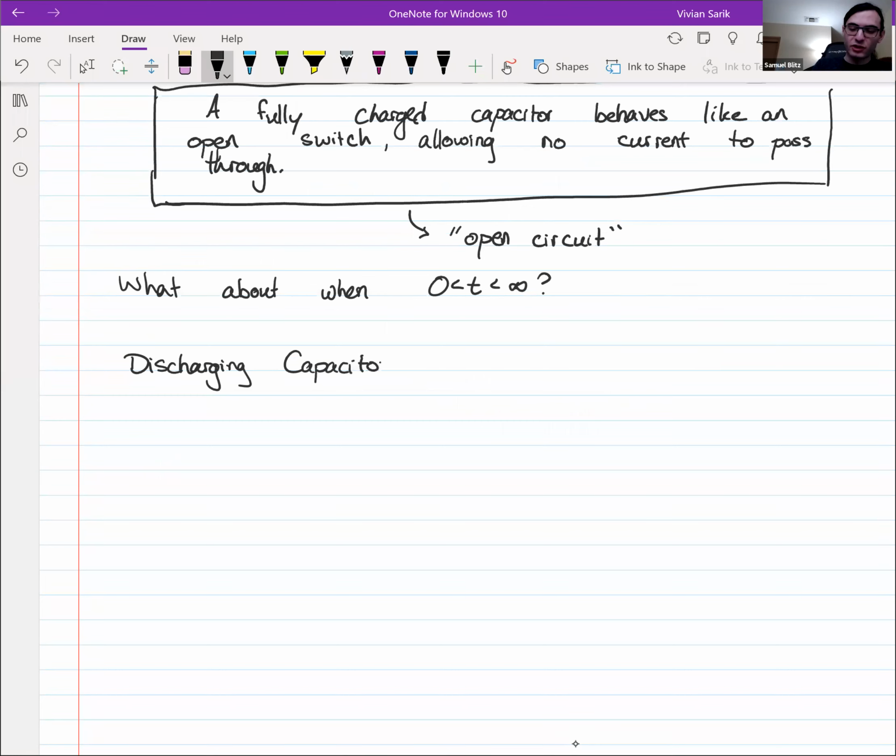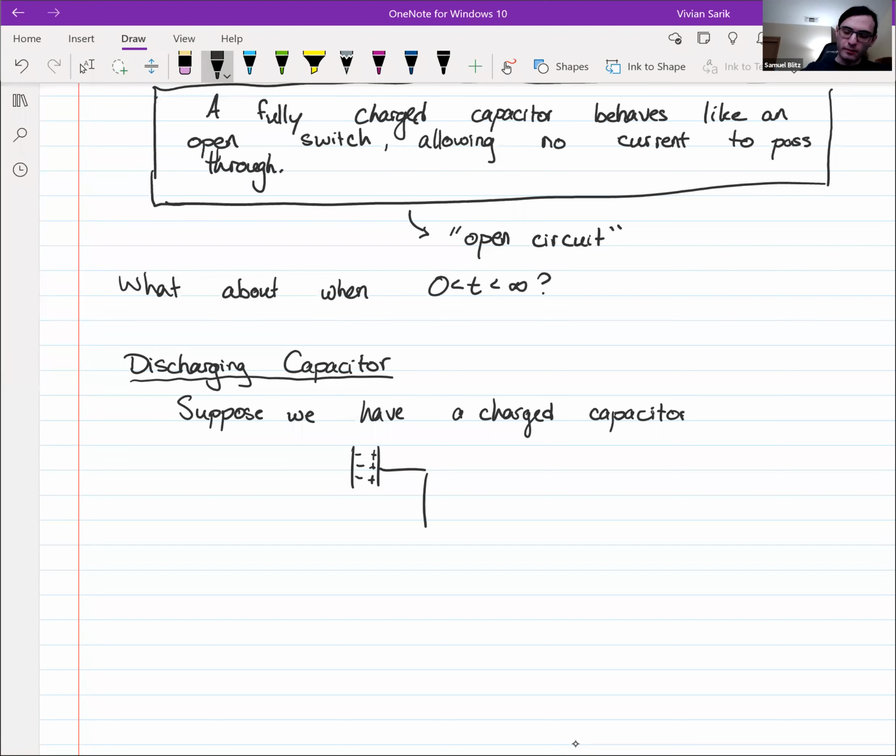Capacitors basically have two functions, right? They can either charge and store energy, or they can discharge and release energy. We're going to talk about the discharging case first, just because it's easier from a mathematical perspective. So let's suppose that we have a charged capacitor, in the circuit that I'm about to draw. We have some capacitor with, say, negative charges on the left and positive charges on the right, and it's hooked up in the circuit here.